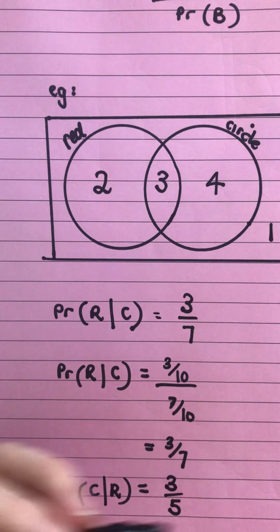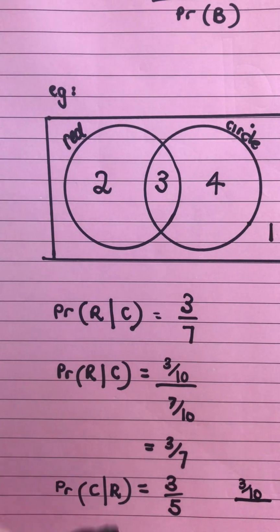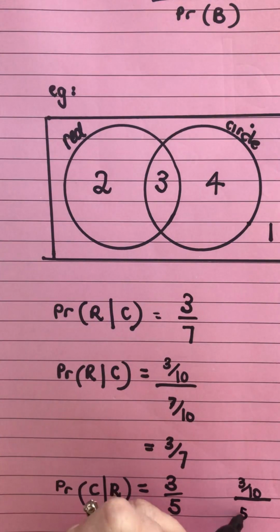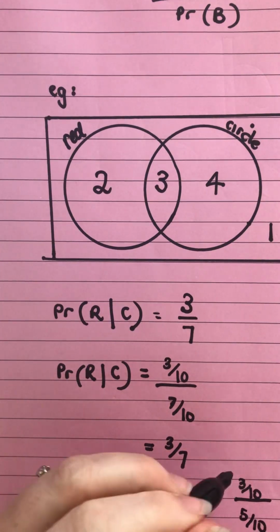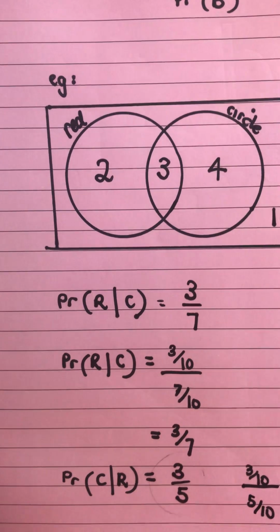Comparing that to our rule, we would be looking at what the probability of being a circle and red is, which we already know is 3 over 10. And we're dividing that by the probability that's red, which is the 5 over 10. And so you can see again, 3 over 10 divided by 5 over 10 is going to give you that 3 over 5. Hopefully that is a bit helpful for your conditional probability, showing you the rule connected to a concrete example.